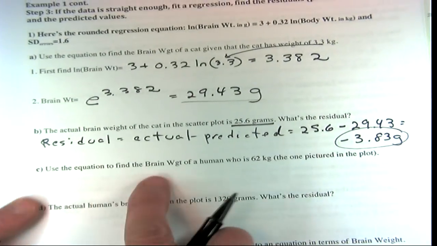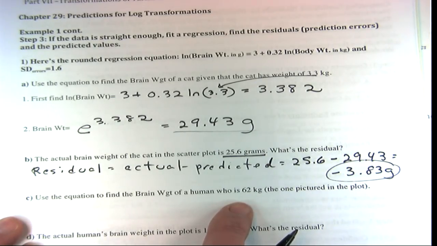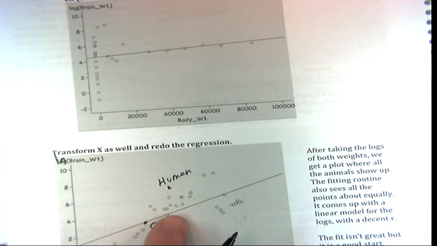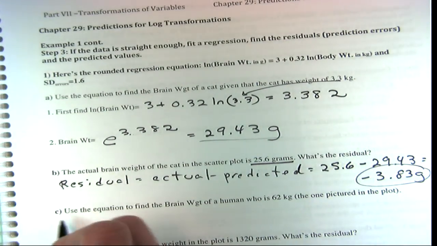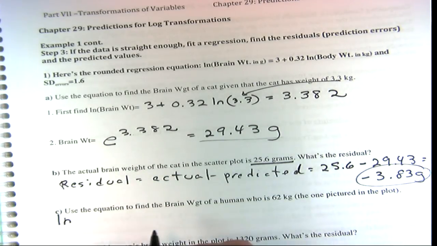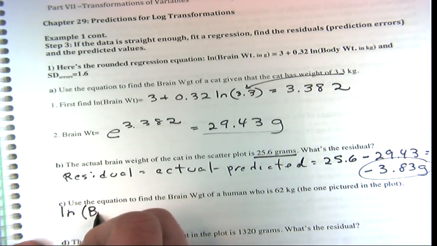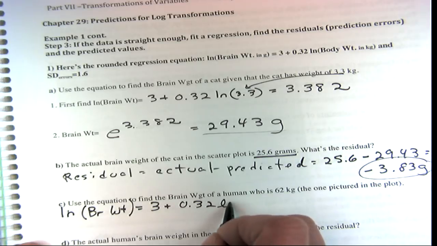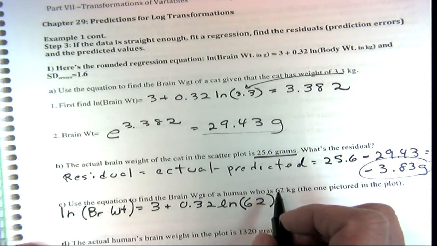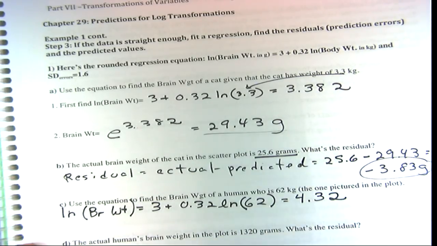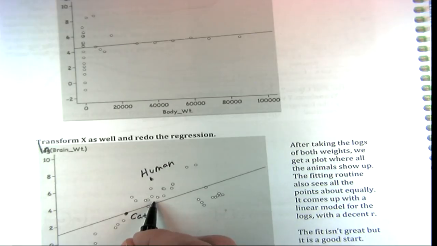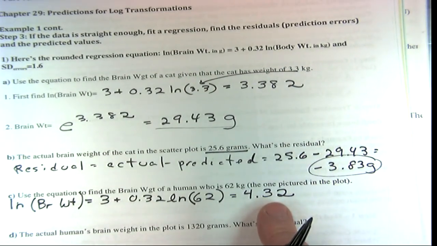All right, now let's do humans. Use the equation to find the brain weight of a human who's 62 kilograms. That's the one pictured in the plot. So it's this human. It's going to have a prediction much less than what it actually is. So let's do that. We're using the log equation, so the log of the brain weight is equal to, I'm just copying that down, 3 plus 0.32 times the log of the weight in kilograms, 62, and I got 4.32. That's the predicted log. Is that about right? That's right here, predicted on the line. Yeah, it looks about right. But the actual is much bigger. Okay, so that's the predicted log.